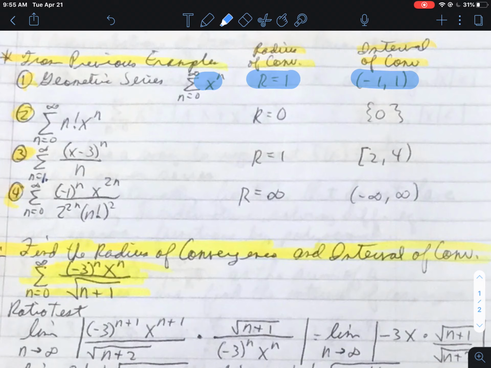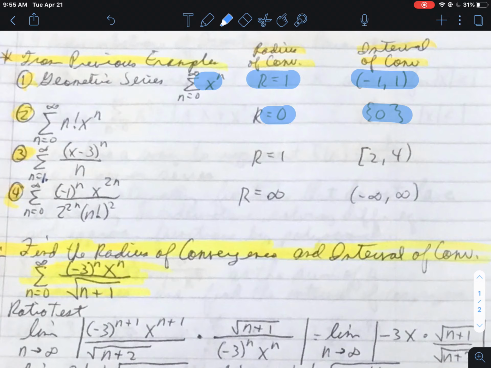The second one we did was n factorial x to the n, right? And we found that it was convergent only for x equals 0, right? That was the only value for which it was convergent. So that's why we said since there's only a single value for convergence, then the radius of convergence would be 0. Right? There's only one value that we have convergence for.